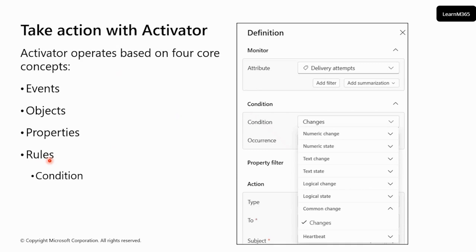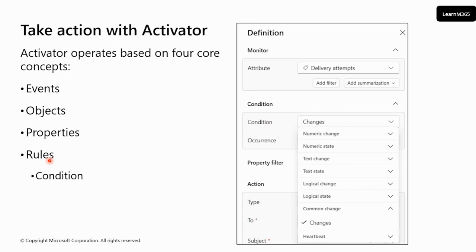Then we have rules. The key to using activator to automate actions based on events is to define rules that set conditions under which an action is triggered, based on the property values of the objects referenced in the events. For example, we might define a rule which sends an email to a maintenance manager if the temperature measured by a sensor exceeds a specific threshold. So this is basically what the rules do. We have some conditions based on which we set the rules. This is how we can take action with the activator.